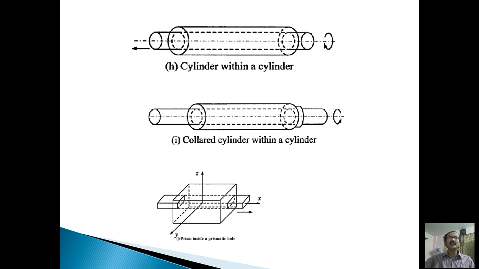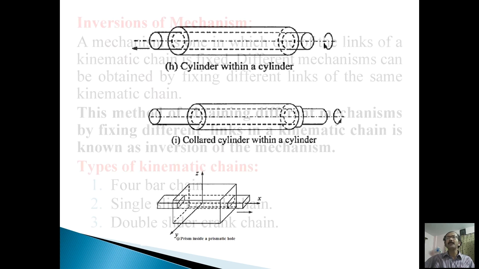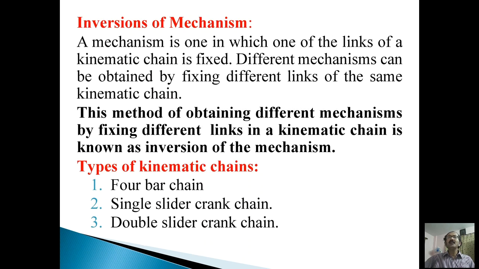And the last one, the prism inside a hollow prism. The total resistance in the translatory motion is 2, and in the rotary motion is 3. So the total restricted motion is 5, and it is the class of pair 5 and its degree of freedom is 1.